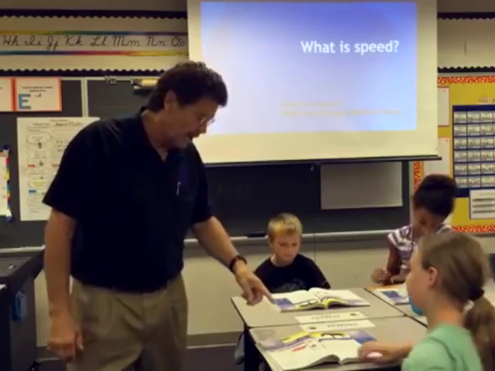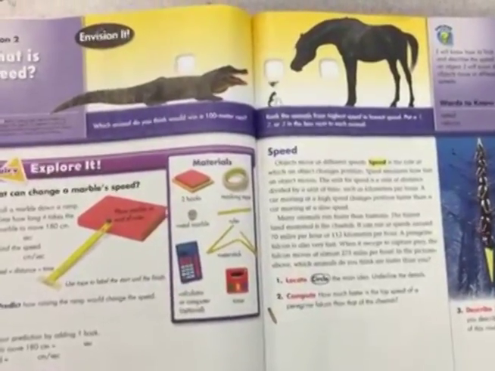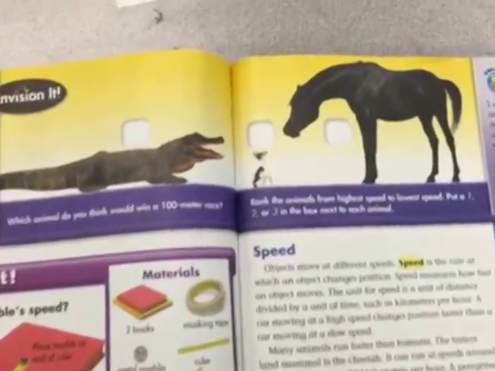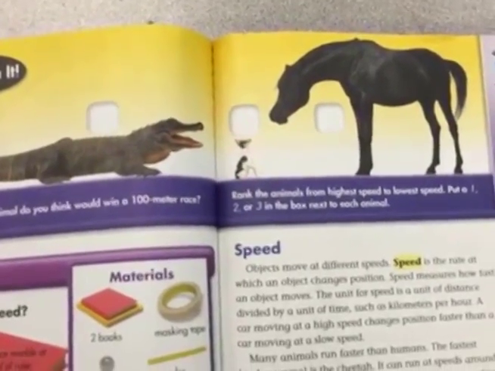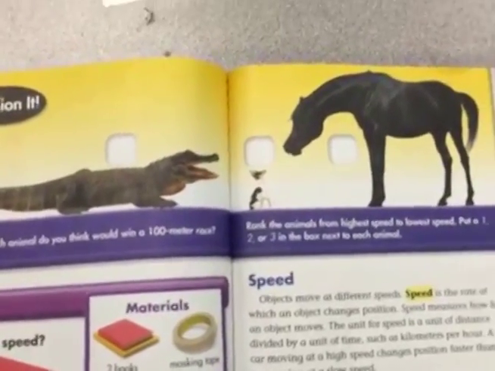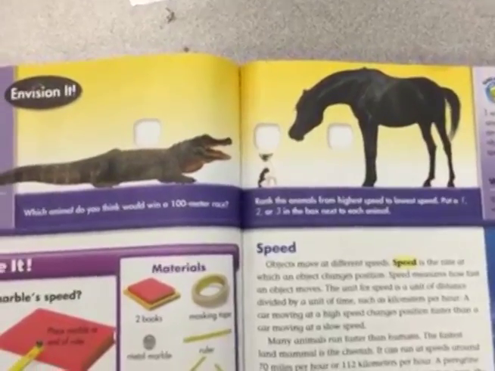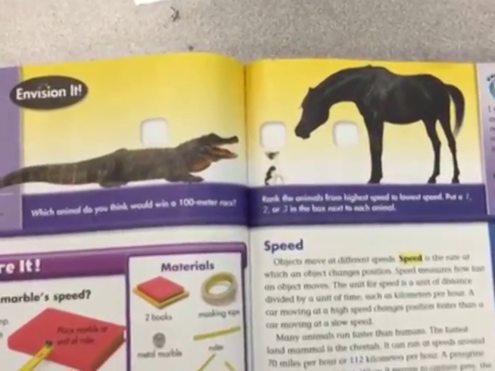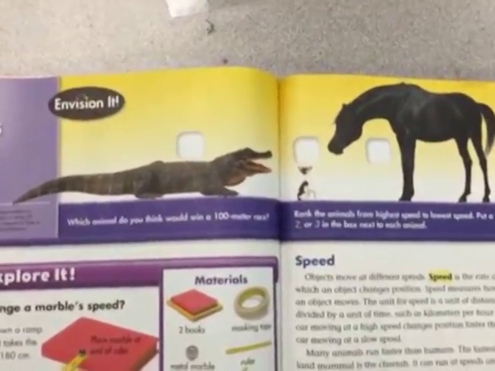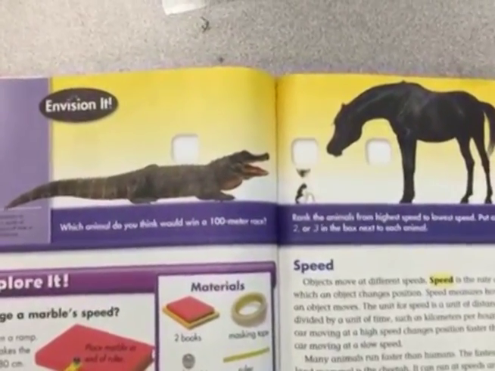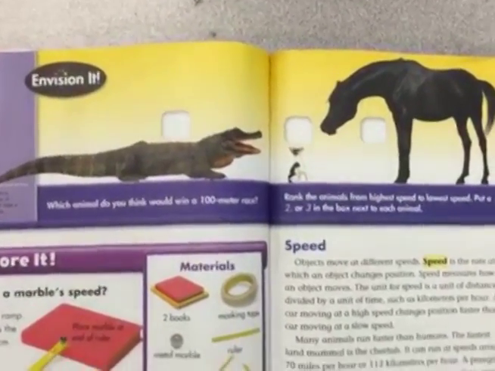Take a look in the book right here. It says, what is speed? And there are 3 animals right there at the top. I see an alligator, a dog, and a horse. Number them 1, 2, and 3. What do you think is the fastest is number 1, the next number 2, and the slowest number 3. Go ahead and number those.